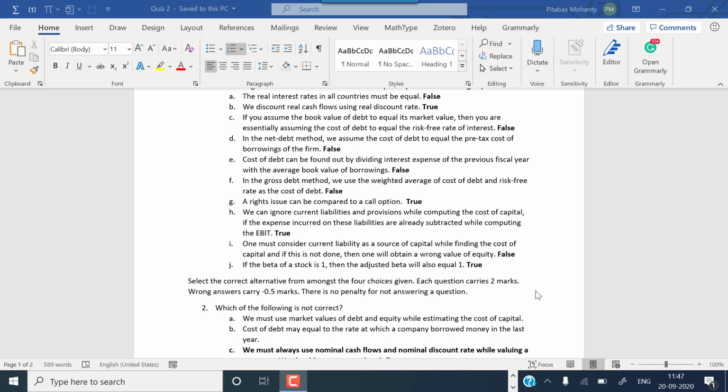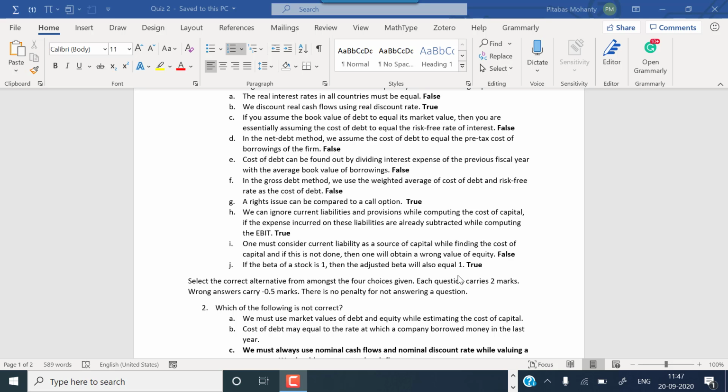And then we can ignore the current liability and provisions while computing the cost of capital if the expense incurred in these liabilities are already subtracted while computing the EBIT. Now that's true, right? This is like the D2 that we used in the class. So the interest or any cost you are paying to serve this type of liabilities, if it has already been deducted while computing EBIT, then you don't have to include that in your cost of capital calculation.